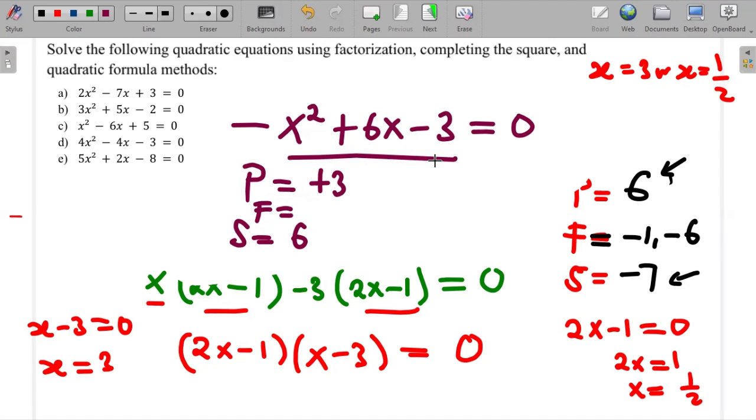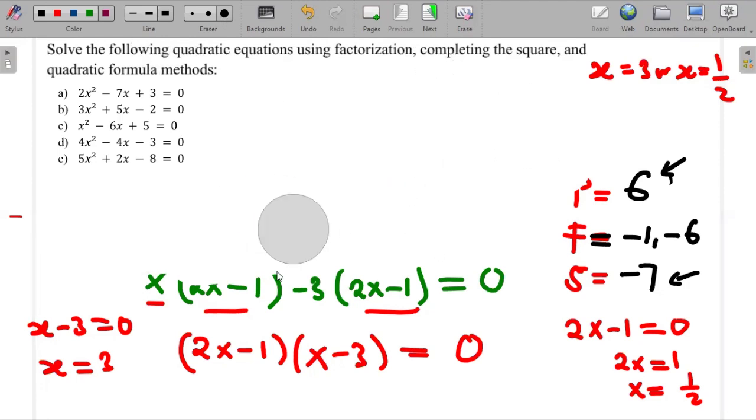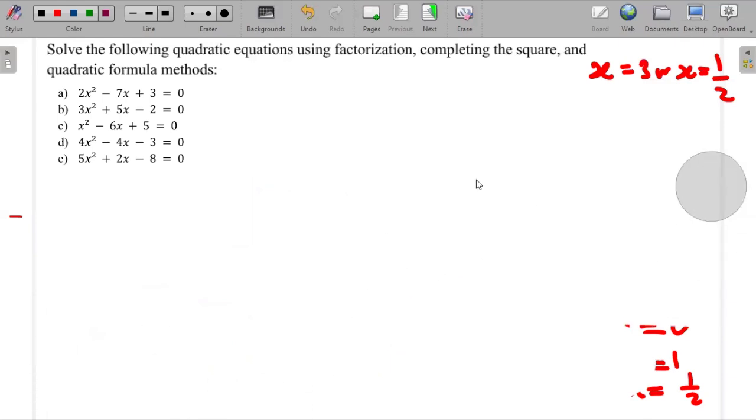Okay, I understand. Yes, so it's not all the quadratic equations that you can solve using the factorization method. The factorization method is limited. It only works if you have some particular factors there. Okay, so we solved this question here using the factor method. Let's try to solve it using the quadratic formula. We'll see if we're going to get the same thing.